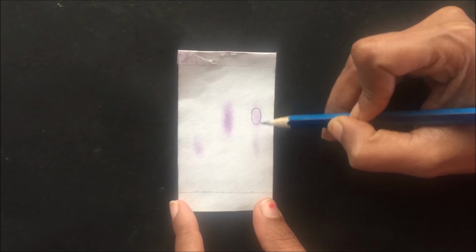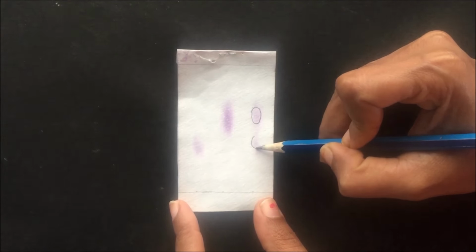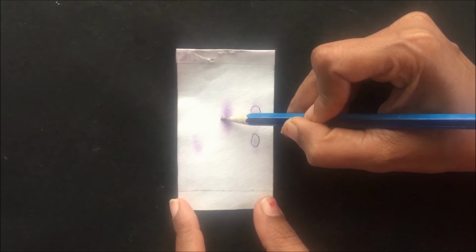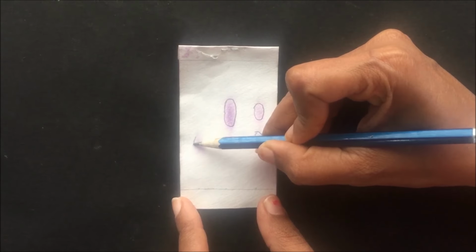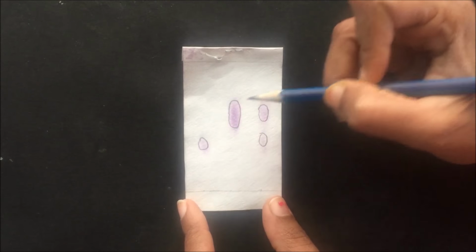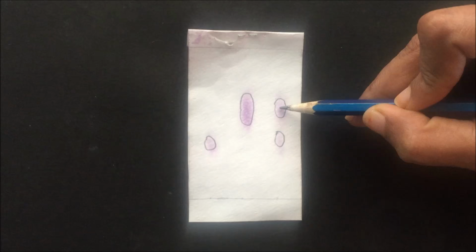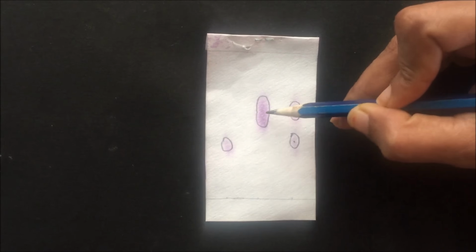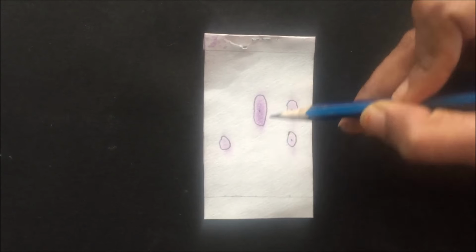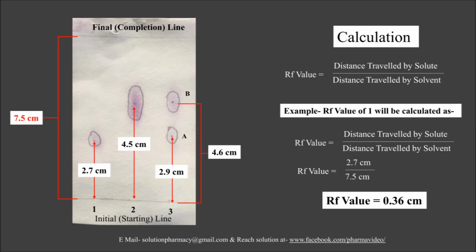After outlining each spot and marking its center, measure and record the distance of each spot from the starting line to the center of each spot. Also measure the distance run by the solvent from the starting line and then calculate the RF value of each spot. RF value means the retention factor and is calculated by dividing the distance travelled by the individual component from the origin by the distance travelled by the solvent.